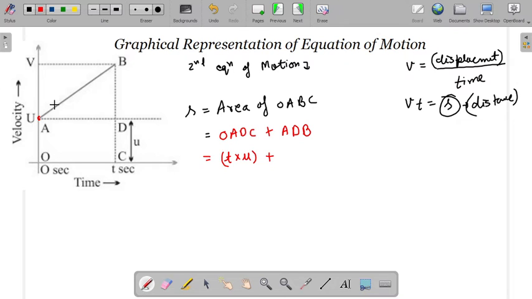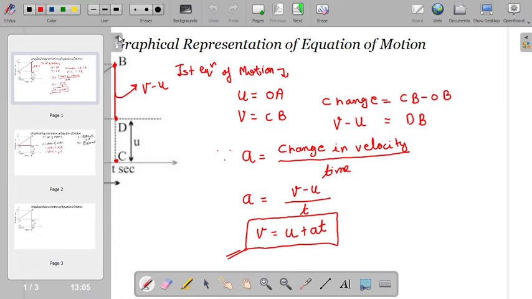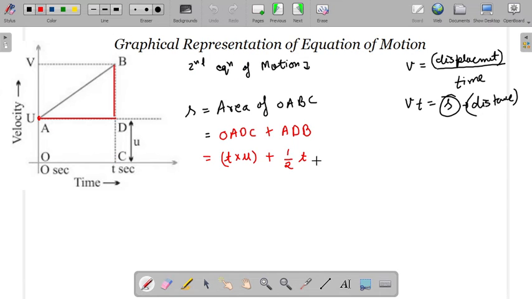plus area of right angle triangle is half base into height. The base for this triangle is still t, and the height is BD, and we had already calculated the value of BD in the previous part, that is V minus U. So now we can put the value of ADB, it is V minus U. Okay, now S equals UT plus half.